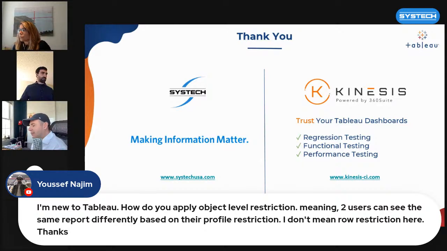So what I was saying is that to have a different kind of experience when two users access the same visualization, there are two ways to do it. One is you can apply data level security, which I think he mentioned as row restriction, where a sales manager of North region sees only the North region data versus a sales manager of South region sees South region data.